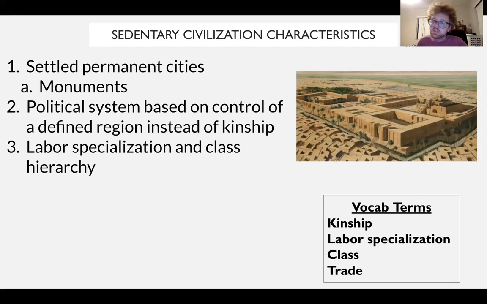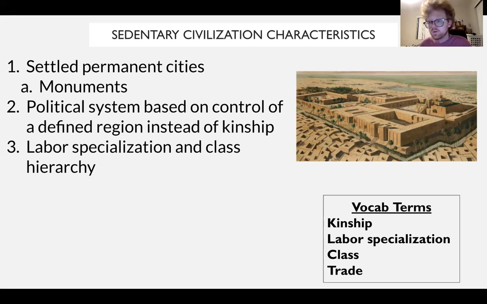But another thing that makes civilization, sedentary civilization, so unique is the advent of class hierarchies. And that is going to emerge largely as a result of a process known as labor specialization. Essentially, labor specialization is the assigning of professions through material need to different groups of people. Different groups of people will take on different professions or jobs.